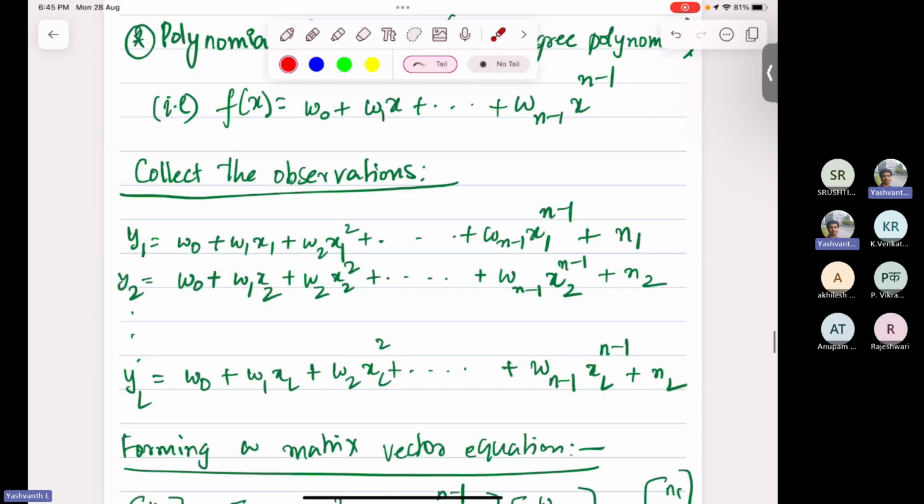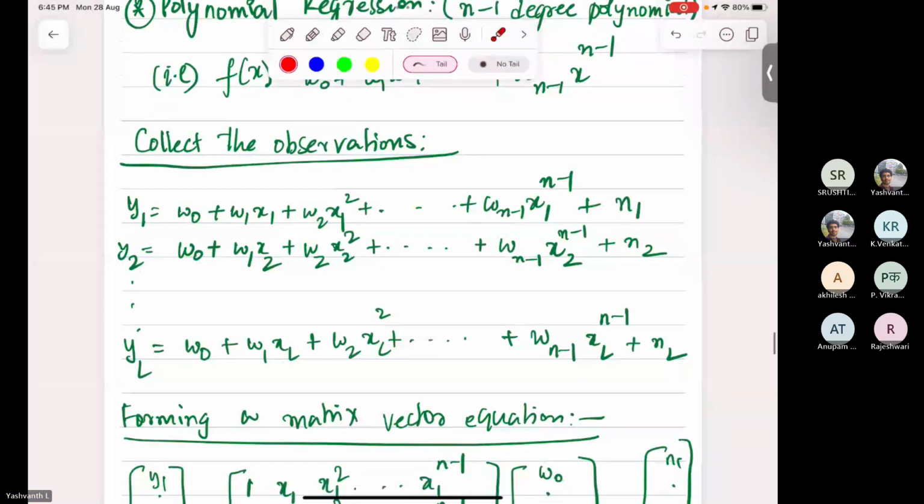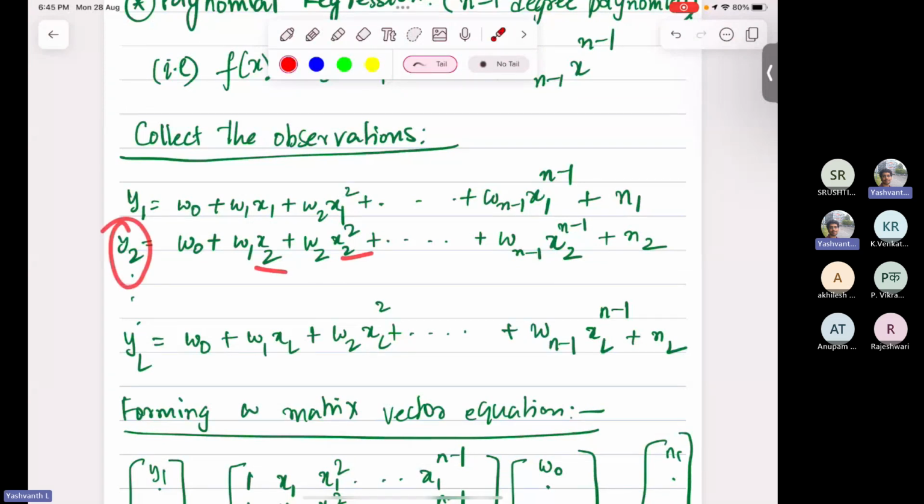What I'll do is collect some L observations, again like a pilot. y1 is equal to w naught plus w1 x1 plus w2 x1 square and so on till w n minus 1 x1 power n minus 1 plus n1. That is the noise at the first observation index. Take the second observation from a second input, give some other input x2. You're only exciting the system, so you know what these inputs are, and for the given inputs you're observing what the outputs y are. For these given pairs x and y, you're trying to compute what these w's are. That is the problem of regression.